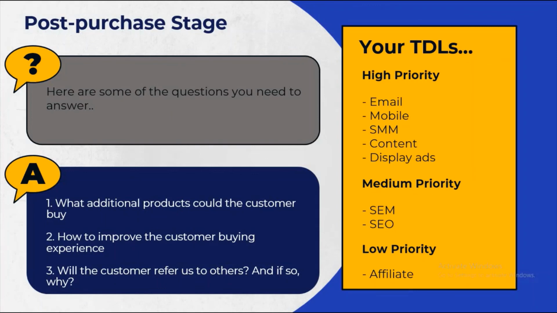So you need to do email marketing. You need to do more mobile marketing. You need to do social media marketing. You need to write more content. All right. In this stage, you need to do more display ads, Google ads. All right. These are high priority to-do lists that you need to do.